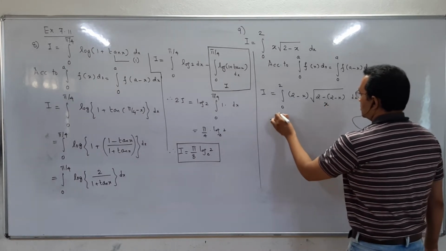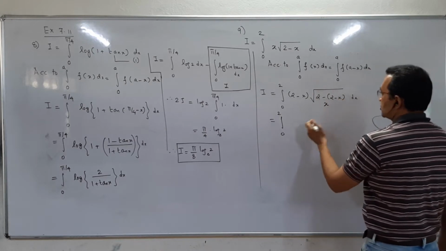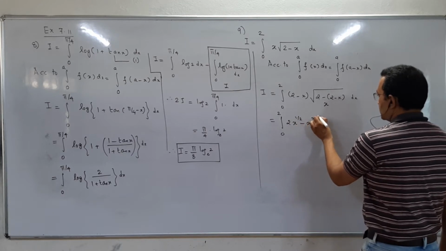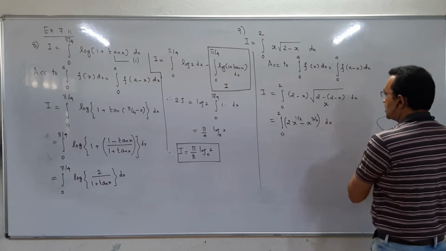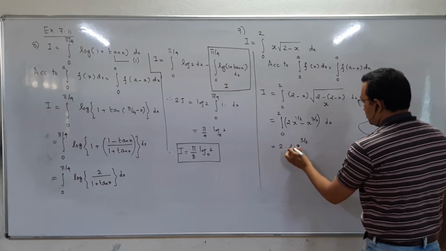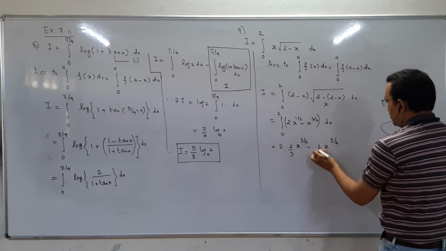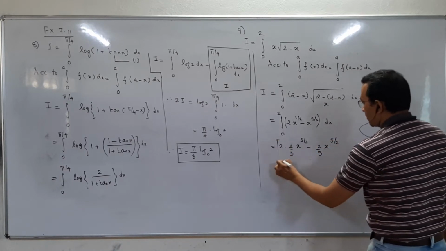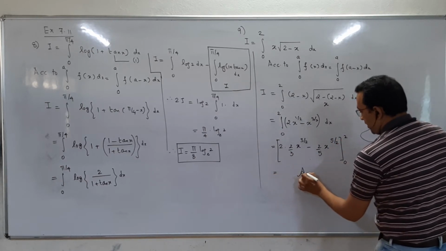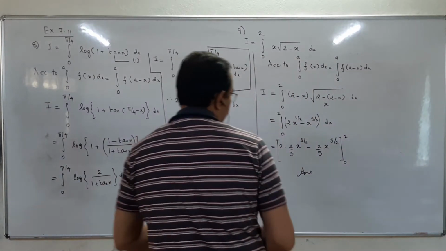So if I go for simple expansion, this is root x, so 2 x raised to 1 by 2 minus x raised to 1 plus 1 by 2, which is 3 by 2. So integrating, x raised to 3 by 2 into 2 by 3 times 2, minus x raised to 5 by 2 into 2 by 5, and limits are from 0 to 2, so you can simplify and get the answer. That much I leave for you to complete.